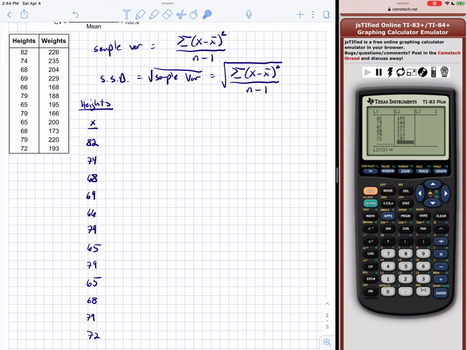So let's see. I'm going to quit this. If I go back to stat and I go to calculate, honestly, we can do one variable stats.